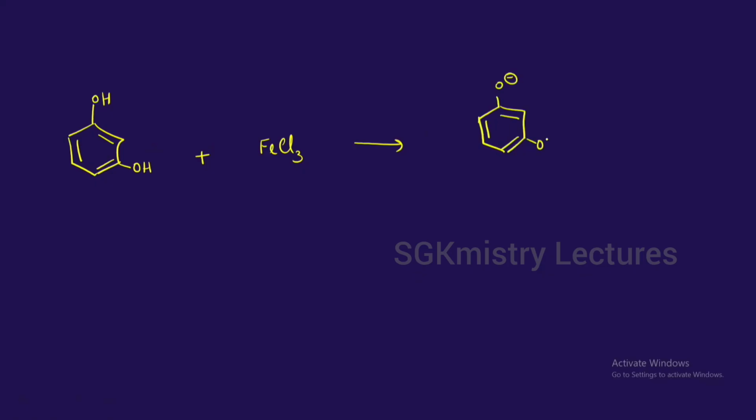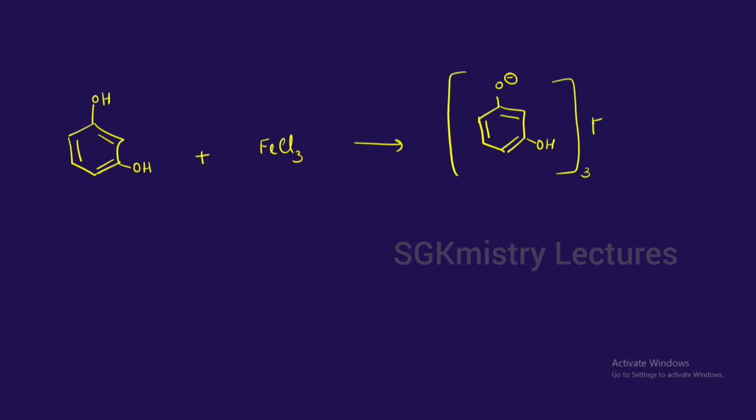So let us look into the reaction for the same. We have resorcinol. It has here 2 OH groups. Along with that, you're going to treat it with FeCl3. So we have here O minus, OH.